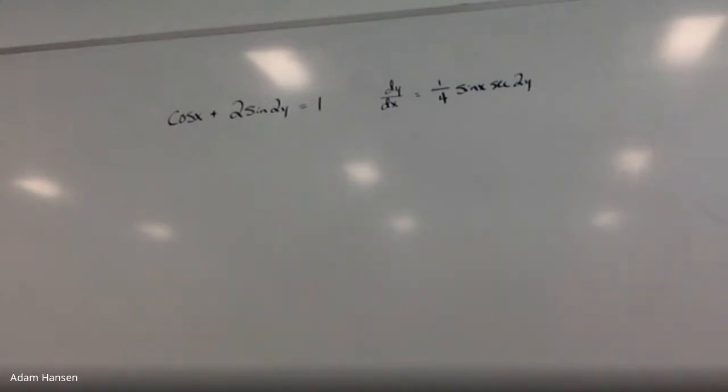So dy dx equals sine x times 1 over 4 cosine 2y. Let's just rearrange this a little bit, Shane. What's 1 over cosine 2y equal to? What's 1 over cosine as an identity? Secant.